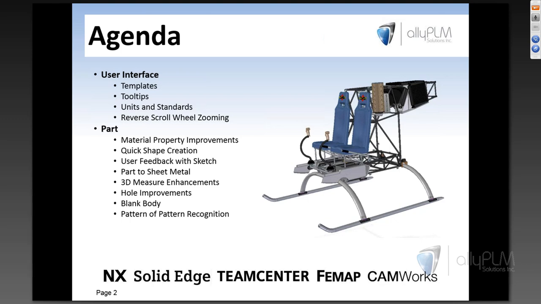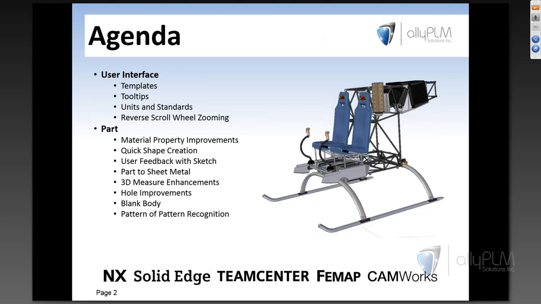In the part environment, we'll take a look at improvements to the material table. Also look at the new quick shape commands, as well as some improvements with user feedback with sketches. We're going to be creating a 3D part, and then we'll look at how we can create a sheet metal part from it. While we do this, we'll use some enhancements with the 3D measurement tool to help create our part. And also the hole command has been improved, so we'll take a look at that as well.